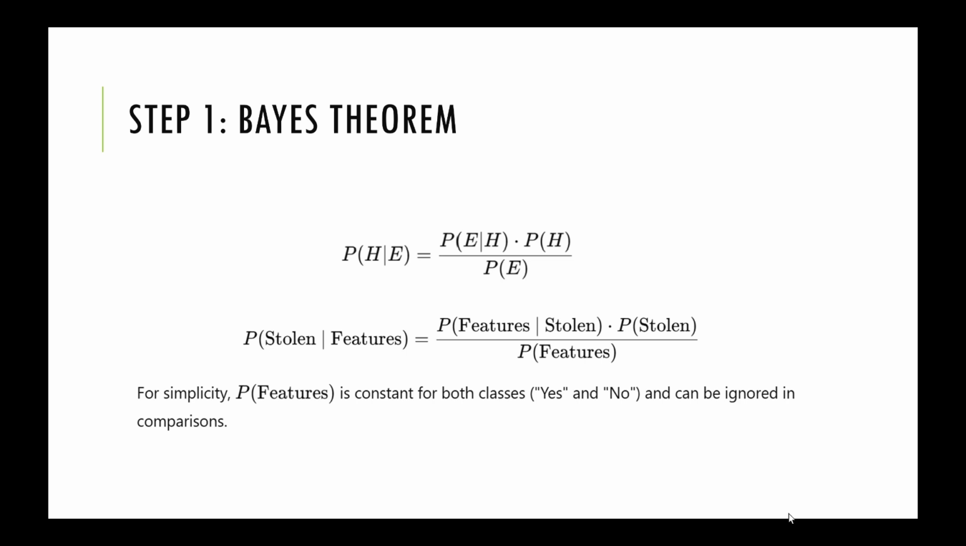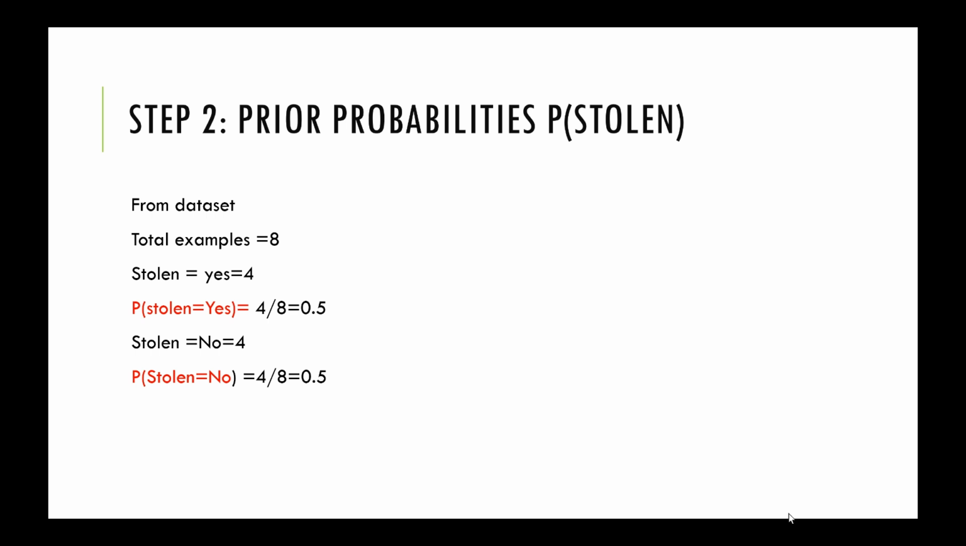Step 2, prior probabilities, that is P of stolen. In the data set, the target variable is stolen. From the data set, the total examples we have is 8. In the target variable stolen, we have two values, that is yes and no. The total yes in the data set is 4. In the same way for no, the total is 4. So 4 plus 4, we get the 8 examples.